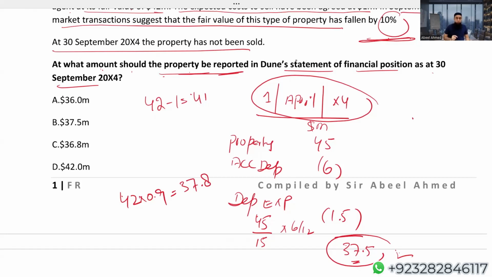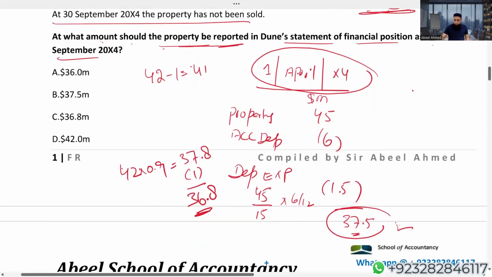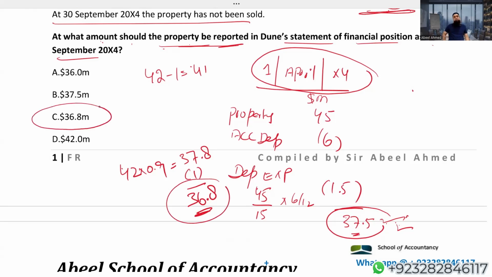37.8 is a fair value minus cost to sell. So I'm getting 36.8. Now listen. The carrying amount in our books is 37.5, but on 30th September X4, fair value minus cost to sell is now lower than the carrying amount. So I will keep my property in my SOFP at 36.8 million. C is the answer. And one more thing.